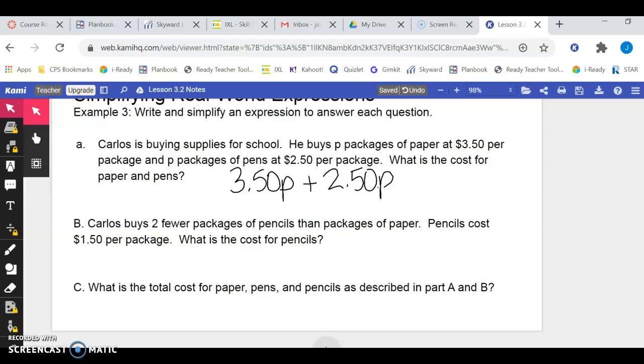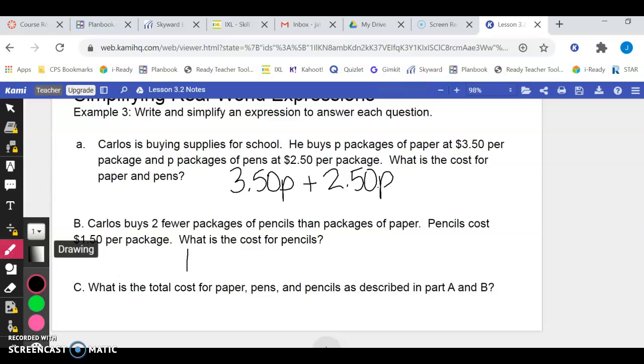Now for part B, Carlos buys 2 fewer packages of pencils than packages of paper. Pencils cost $1.50 per package. What is the cost for pencils? So we have to do $1.50 times, it tells us that he's buying 2 fewer packages of pencils than he is paper, but we don't know how many packages of paper he bought. We do know it's represented by the letter P, and 2 fewer would be -2.